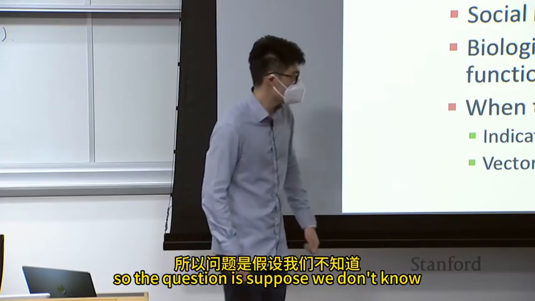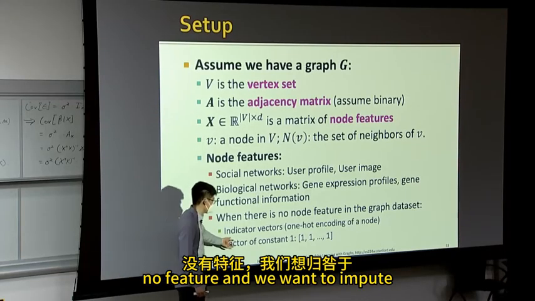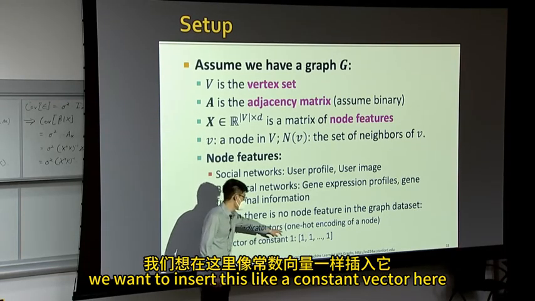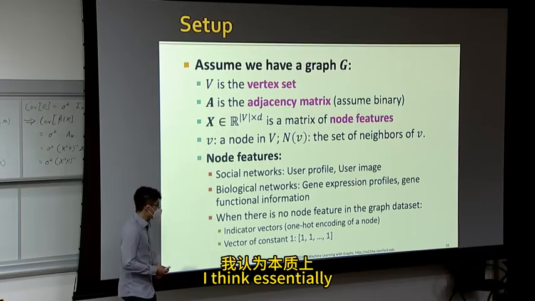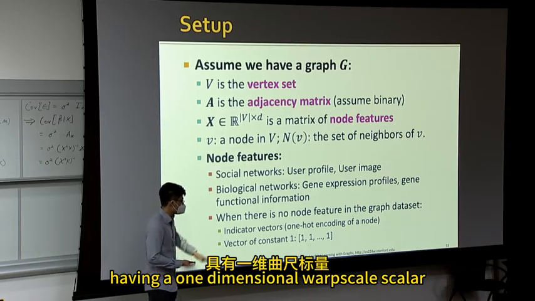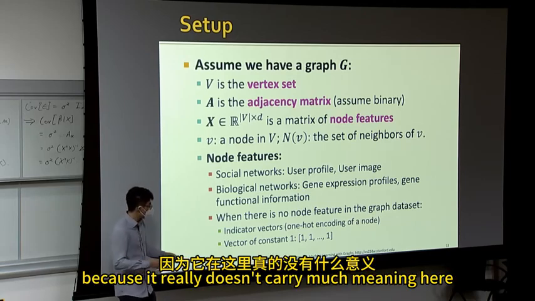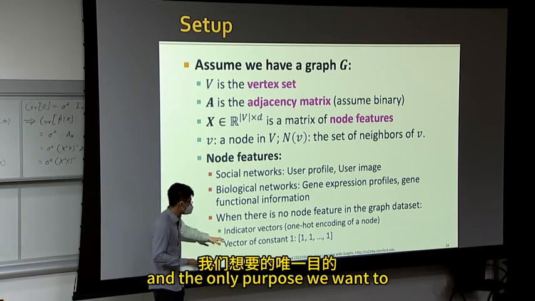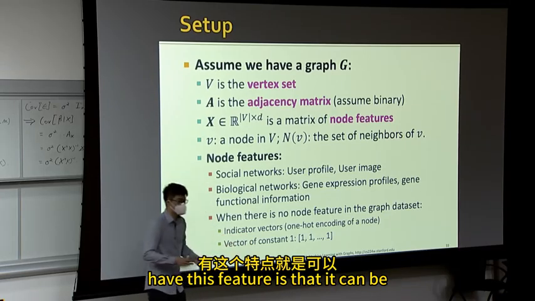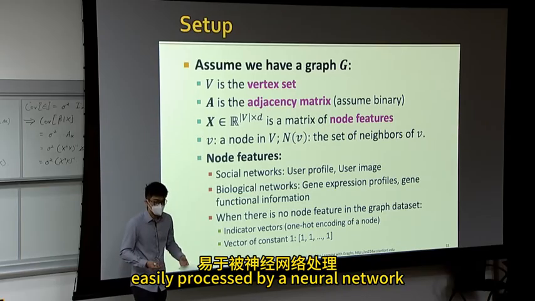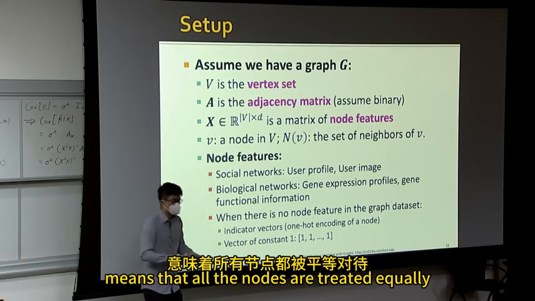Yeah, good question. So the question is, suppose we don't know the node features and we want to impute them. We want to insert a constant vector here. What is the dimension? I think having a one-dimensional feature, a basic scalar, is sufficient here because it really doesn't carry much meaning. The only purpose of this feature is that it can be easily processed by a neural network, and a constant 1 means that all the nodes are treated equally.